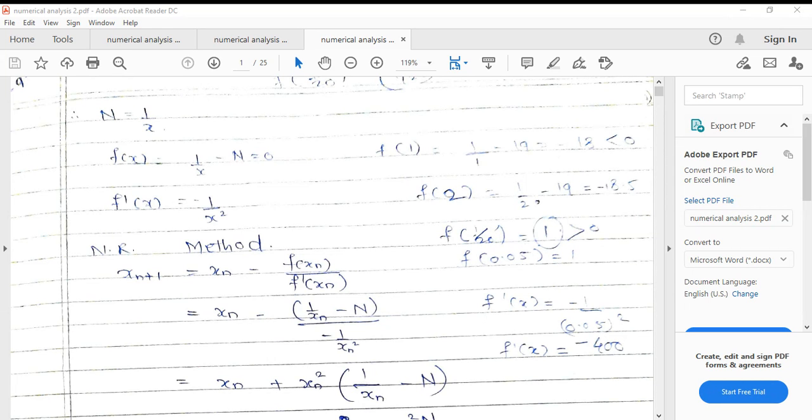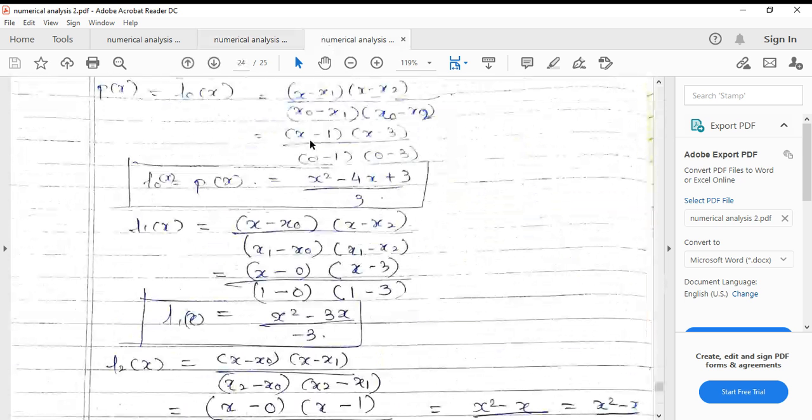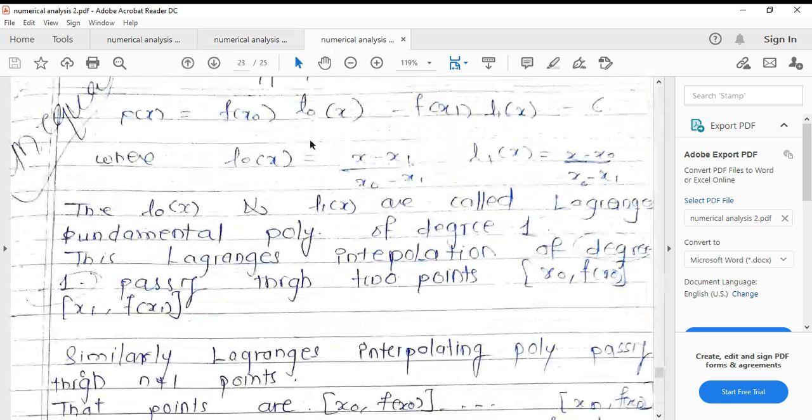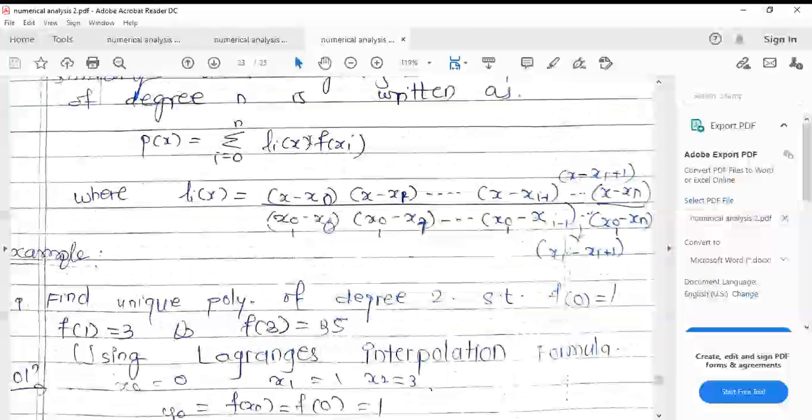Good afternoon, everyone. In the last lecture, we have seen Lagrange's interpolation formula. So, what is Lagrange's interpolation formula? We have seen this is what Lagrange's interpolation formula is.